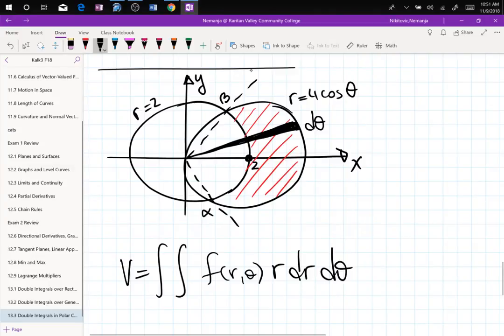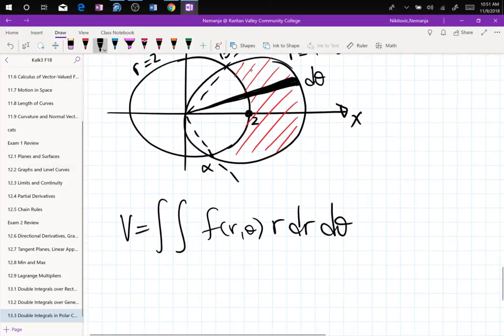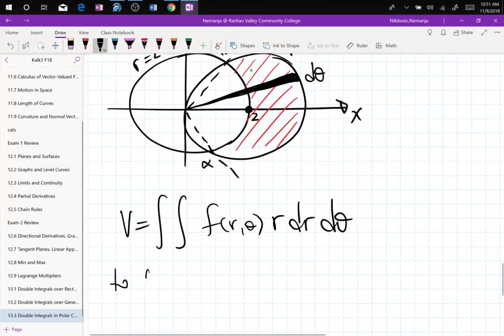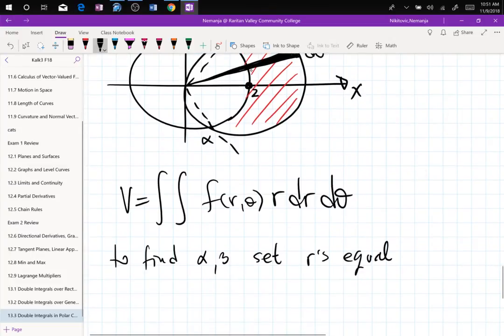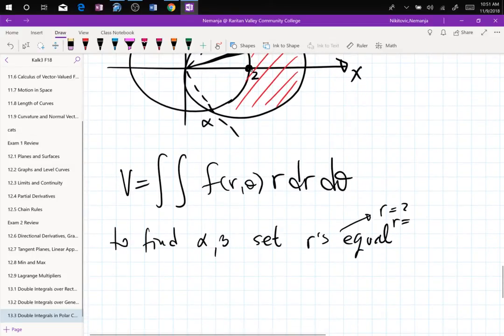So I need to find alpha and beta. To find alpha and beta, set the r's equal. So that means, what r's? r equal to 2 and r equal to 4 cosine theta. So when you set these r's equal to each other, you get 2 equals 4 cosine theta.